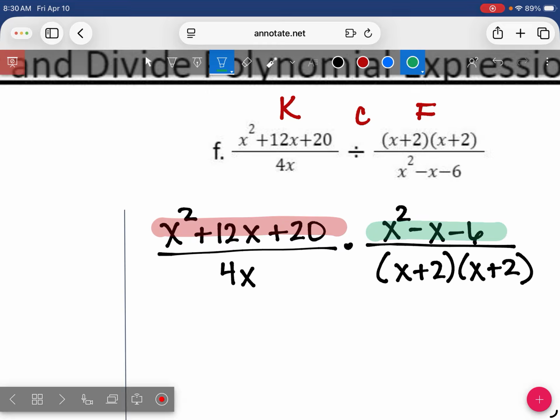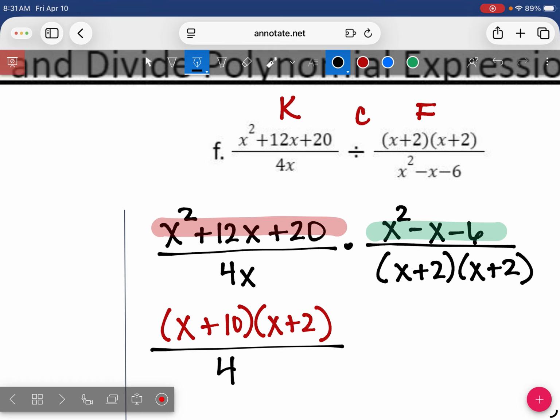Numbers that multiply to 20 and add to 10, and then two numbers that multiply to -6 and add to -1. So our numbers that multiply to 20 but add to 10 would be 2 and 12. Oh, what did I say? Okay, let me say it again. Numbers that multiply to 20 but add to 12 would be x plus 10 and x plus 2. And our denominator didn't change.